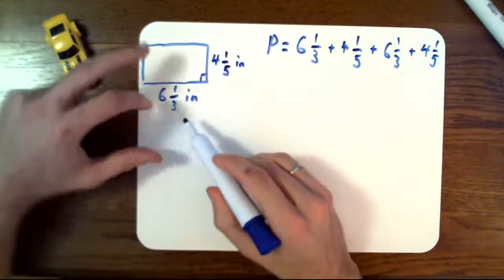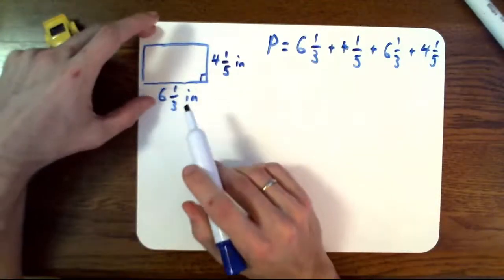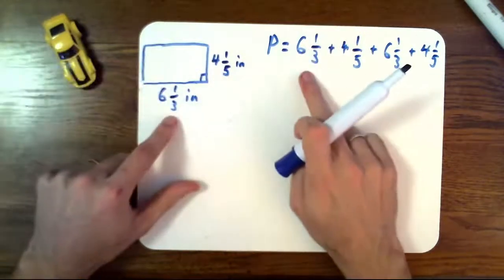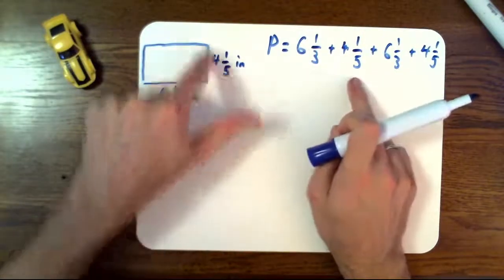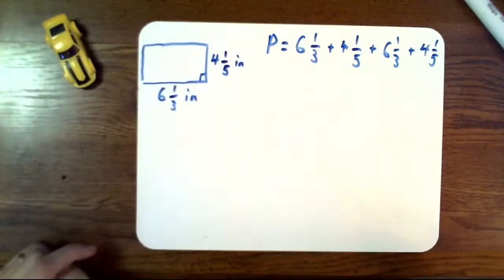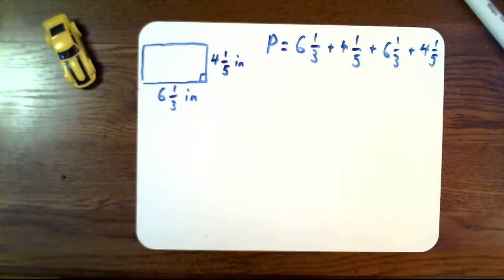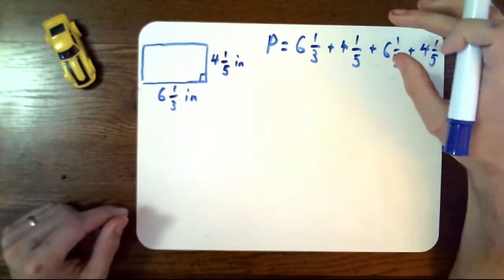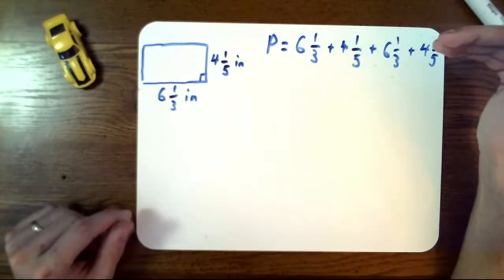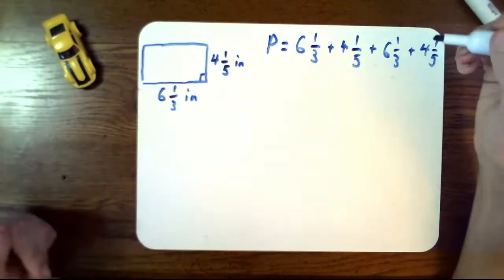So with a rectangle, this side and that side are the same. This side and that side are the same. So it's boom, boom, boom, boom. And now how do we add all of these up? Well, there's a couple ways. First, we can change to improper and then carry it out that way.